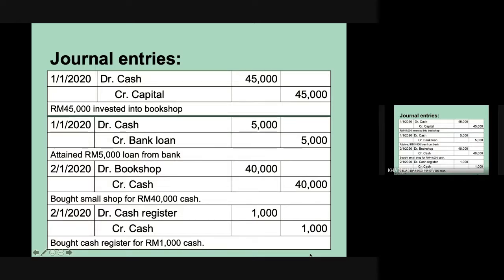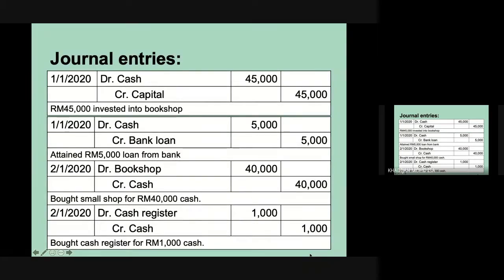What about your cash? Your cash is an asset, but because you have to pay 40,000, previously you had 50,000, now it is reduced. By how much? 40,000. So your cash decreases by 40,000. That's why you credit the amount. So you see that in this case, bookshop is an asset, cash is also an asset.